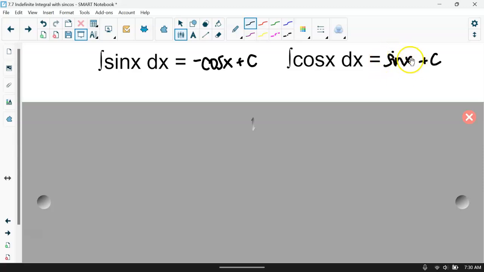If I wanted to know what was the derivative of sine, remember the derivative of sine was cosine. So again, notice here that backwards. So again, integral of sine is now negative cosine, and integral of cosine is sine. So here we'll do a couple of problems.